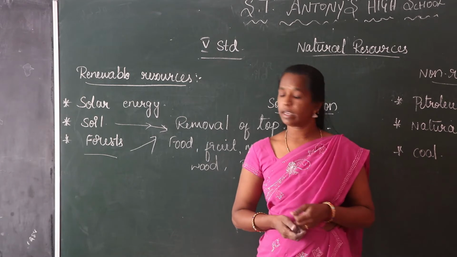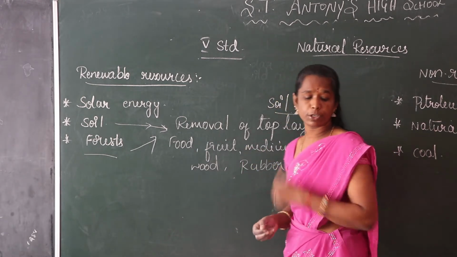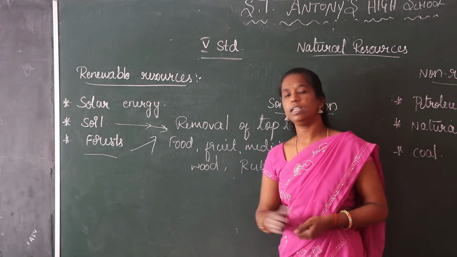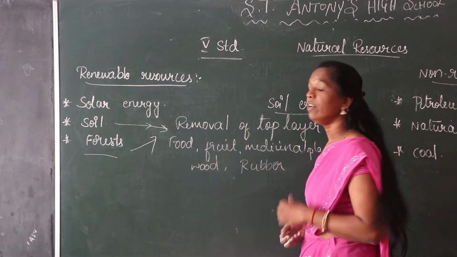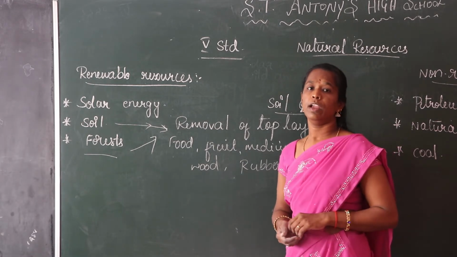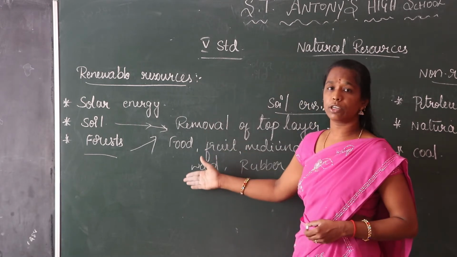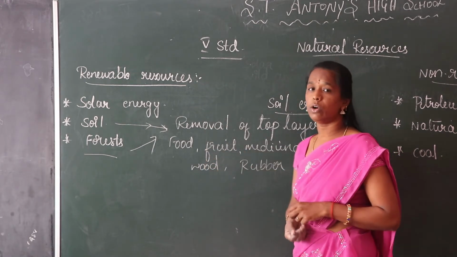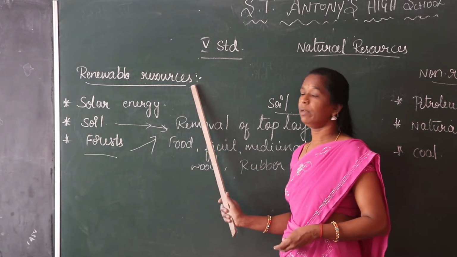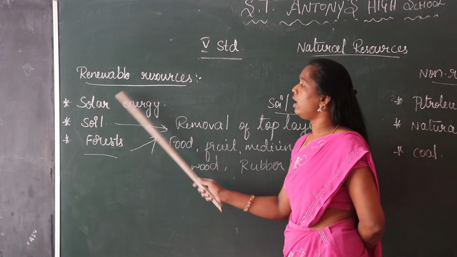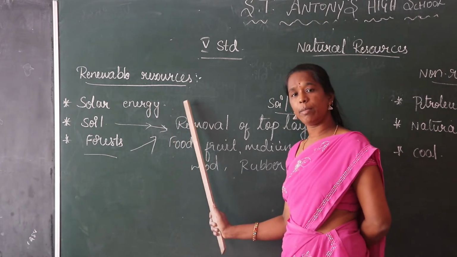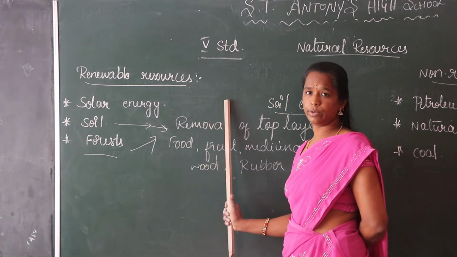So next the concept, the conservation of the forest. Animal conservation also comes under this forest. We conserve the forest and also the animals under the forest. This is the deep discussion about solar energy, soil and the forest. Renewable resources means they are available continuously on the earth. Solar energy, we get it from the sun. So it is also available continuously with continuous usage.